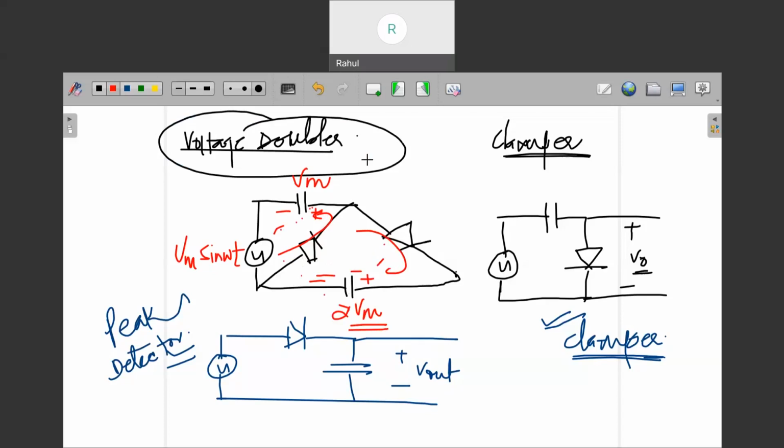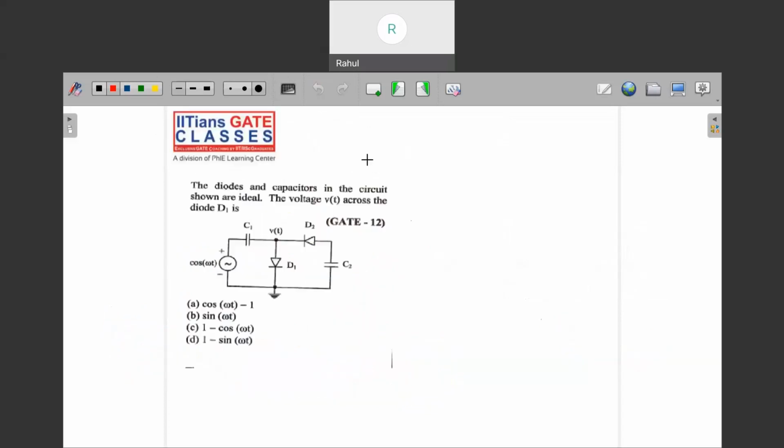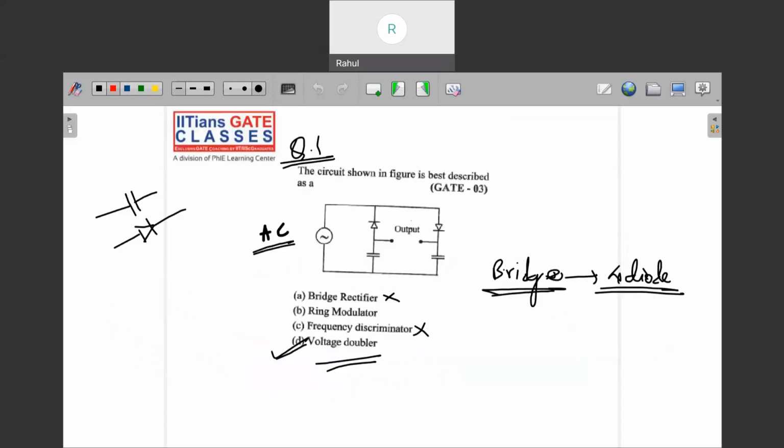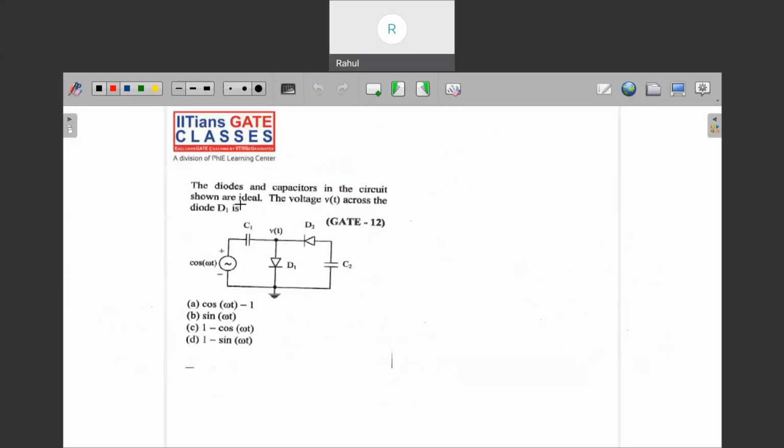Right. So let us take the next question, because this question has got the answer: doubler circuit. So please, whenever you study analog circuits, you have to identify as well, right? Identification is very, very important. Again, let us take the next question from diode applications only. The question here says that the diode and the capacitor in the circuit shown are ideal, right? The voltage Vt across the diode. So in the question itself, they have mentioned that you have to find the voltage across the diode.